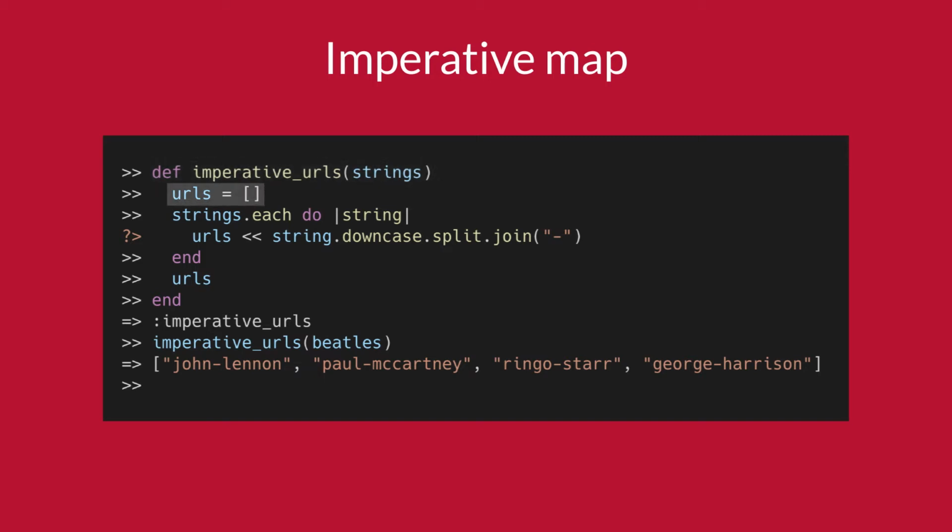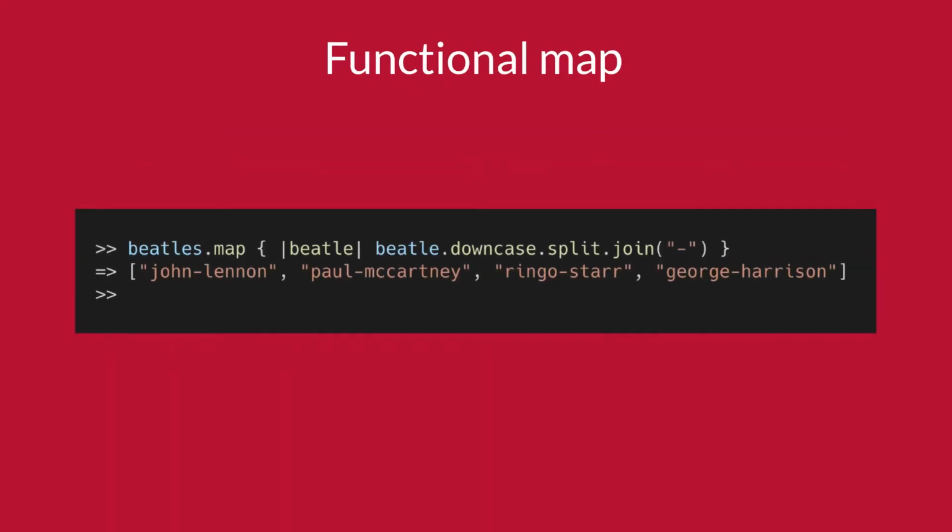Here we're defining inside the method an empty array called URLs, and then on strings we will go ahead and call each, passing in the block. Now for each string, we're going to push in the downcased version of the string, and then any white space character, we're going to split it and then join it with a hyphen. Now you can see when we call imperative URLs, it returns an array that does exactly what we set out to do. Now let's look at how we can use a functional map method that makes this much simpler.